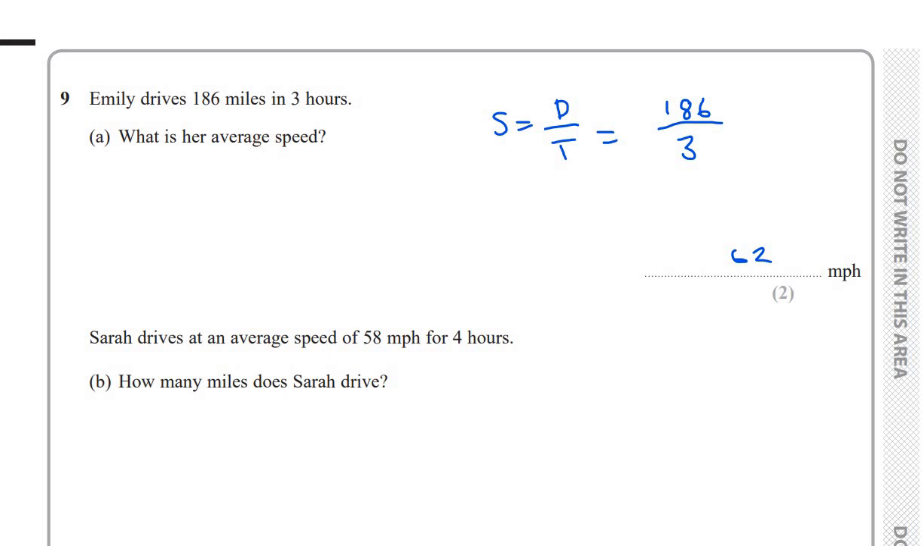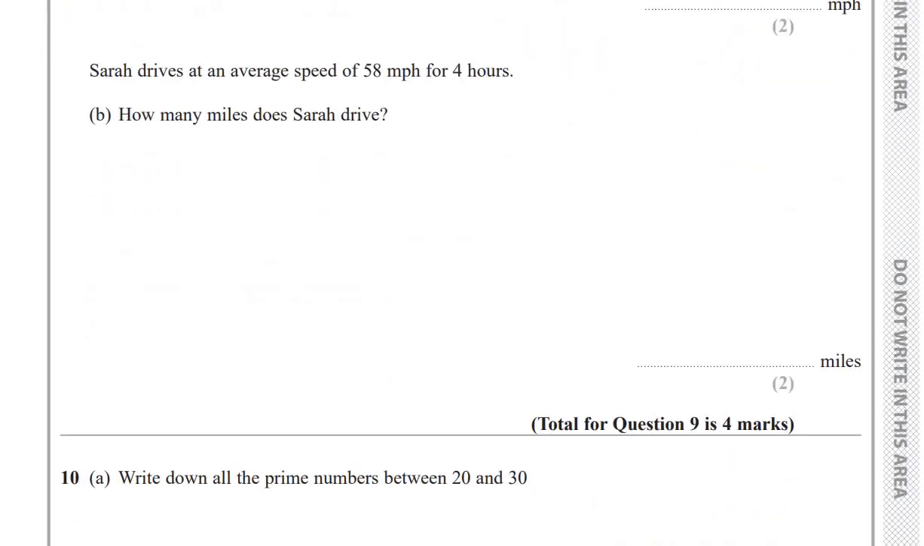And then how many miles does Sarah drive? You have your speed given and the time given. So the distance is going to be speed multiplied by the time. So 58 times 4, that is going to give you 232.